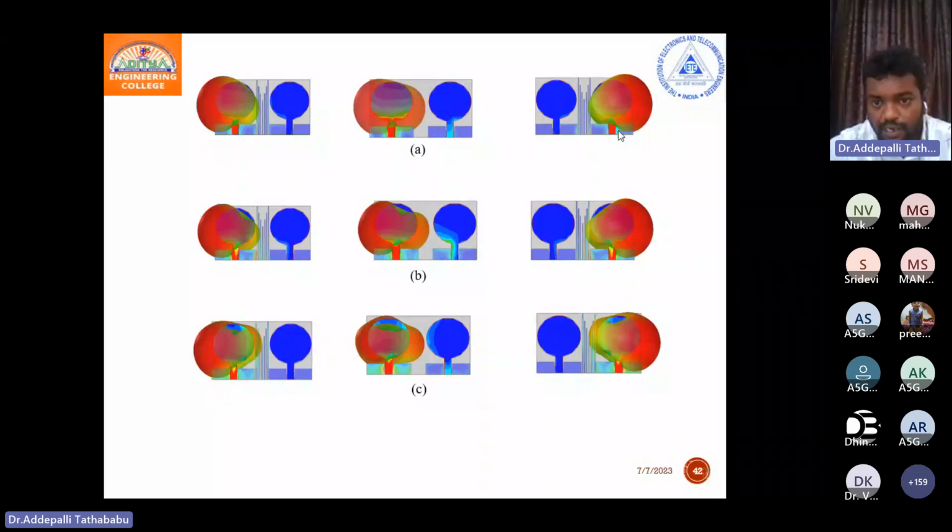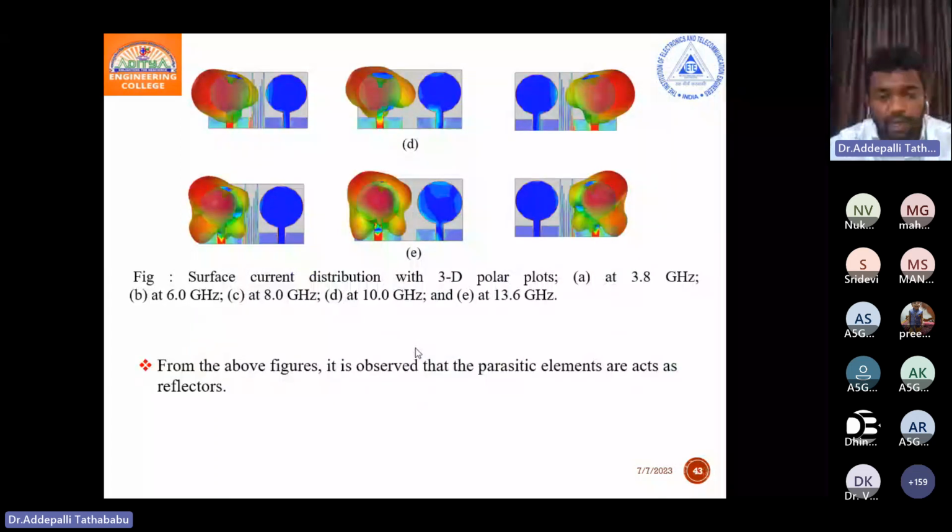Similarly, when the port is excited, and port 1 is not excited, then it is not affected at different frequencies. 1, 2, 3 working bands of an antenna.